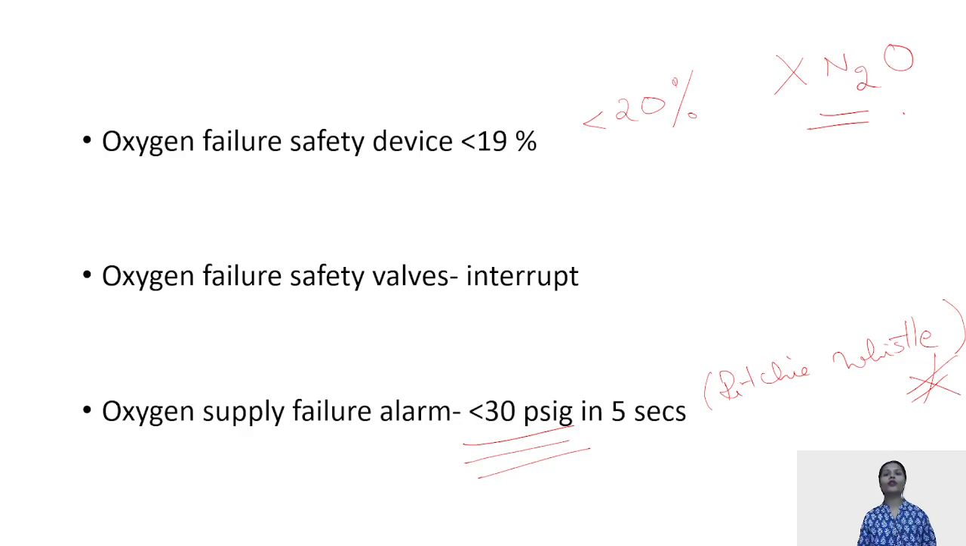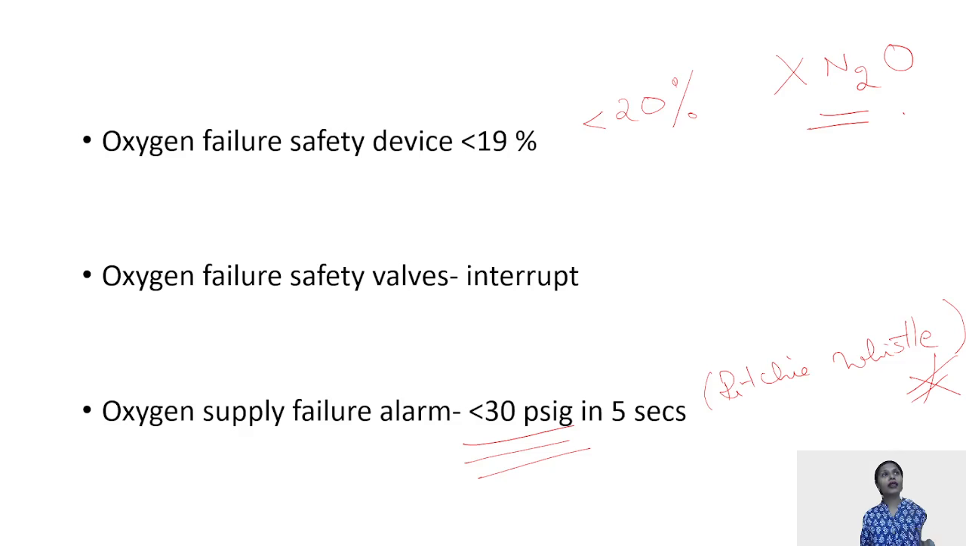Okay, and the valve is going to interrupt the supply of your nitrous oxide if the percentage of oxygen is going to fall below 20%. Whatever happens in the anesthesia machine between nitrous and oxygen is more or less like a master-slave mechanism, which you can remember. Your master is oxygen, your slave is nitrous, and they both are going to decrease proportionately to each other. They both are going to increase proportionately to each other.